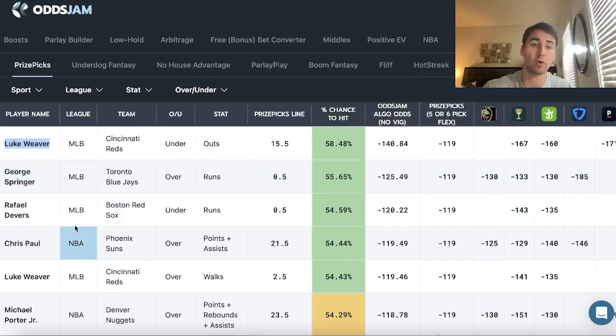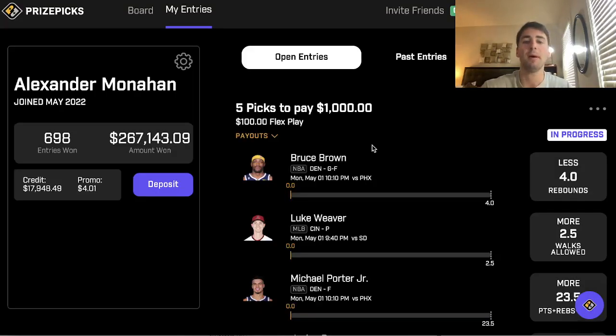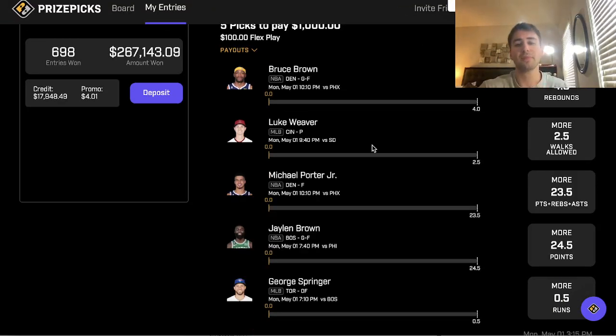George Springer to record a run. Devers to not have a run, right? Sportsbooks have him heavily favored to not get a run. Chris Paul over 21.5 points plus assists. All the sportsbooks have his over favored. Luke Weaver over 2.5 outs. Slightly worse than this other play on Luke Weaver, but whatever. I included them both. So George Springer to get a run, Jaylen Brown over 24.5 points, Porter over 23.5 PRAs, Luke Weaver over 2.5 walks allowed, Bruce Brown under 4 rebounds.